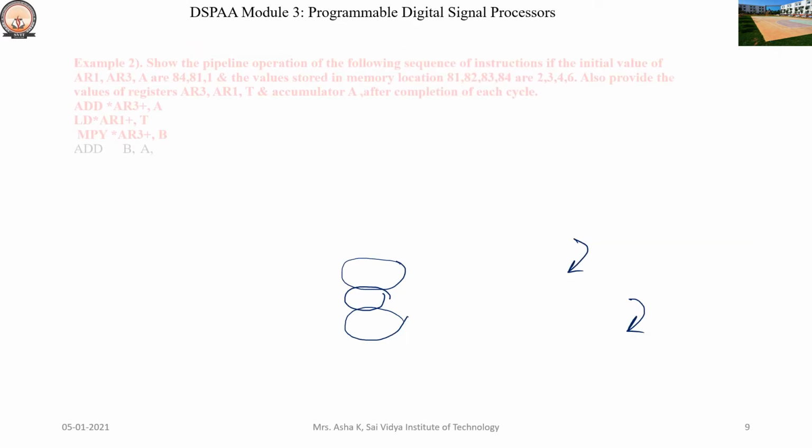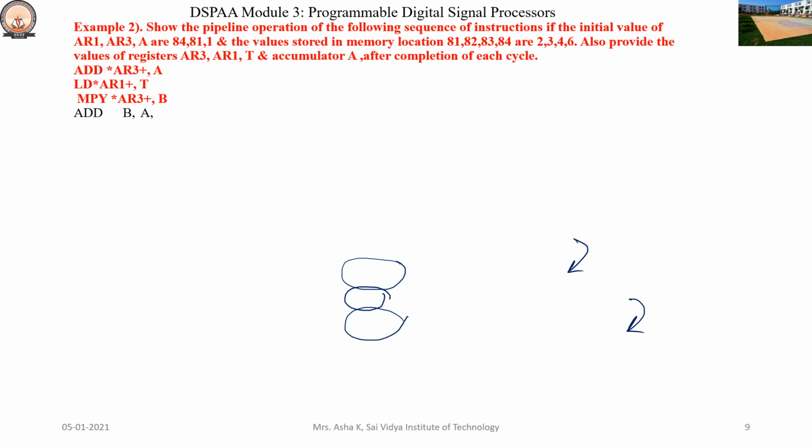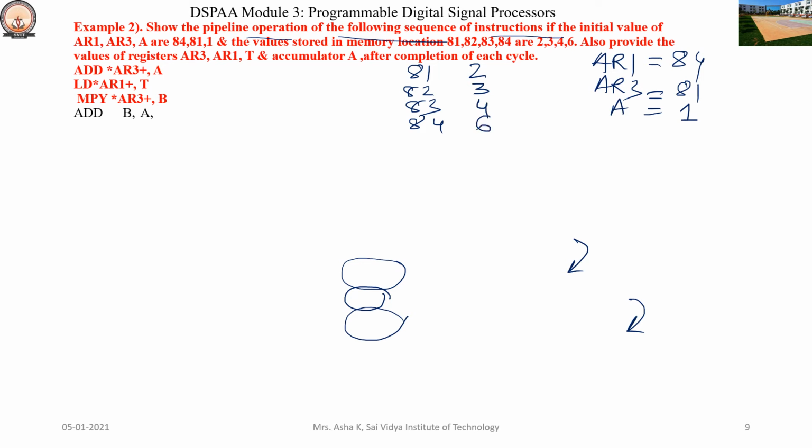Now let us discuss example 2. It shows the pipeline operation of the following sequence of instructions. The initial values of AR1, AR3 and the accumulator are respectively 84, 81 and 1. The values stored in the memory locations 81, 82, 83, 84 hexadecimal are 2, 3, 4 and 6.